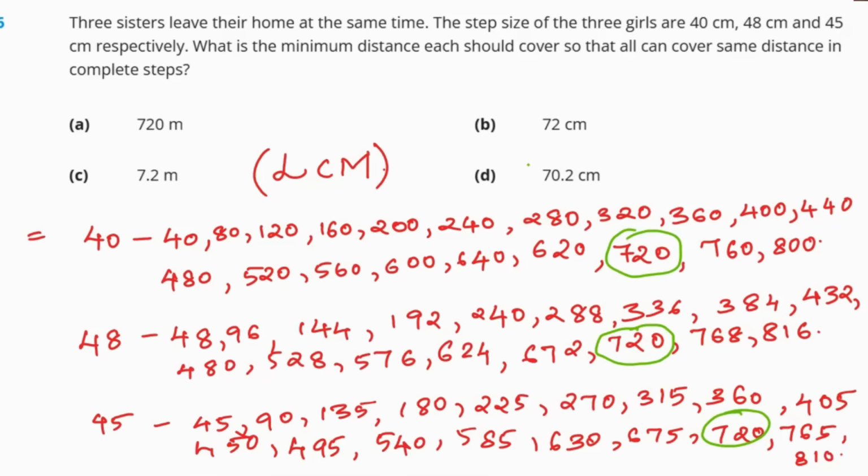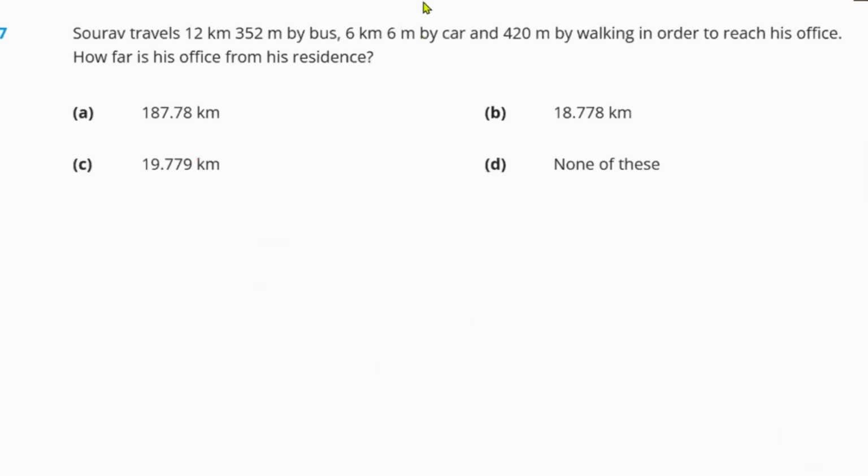So here the question is asked in centimeter, so we have to convert this into meter. Okay. 720 centimeter is equal to 7.2 meter. So the correct option is option C, 7.2 meter. Next question.